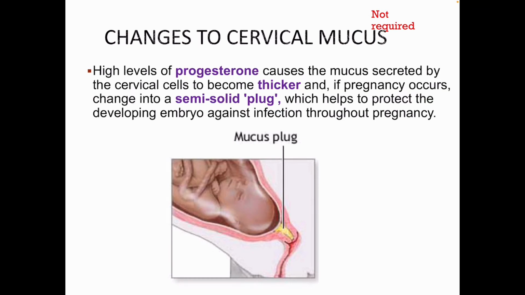After ovulation, the progesterone causes the mucus to become thicker. This is really important, particularly during pregnancy, because the mucus plug that forms in the cervix helps to protect the developing baby against infection.